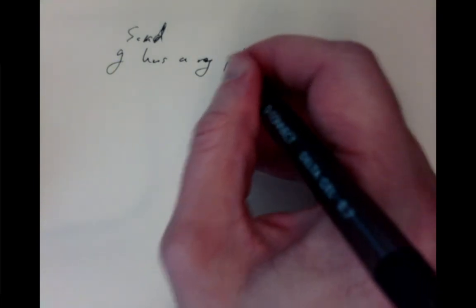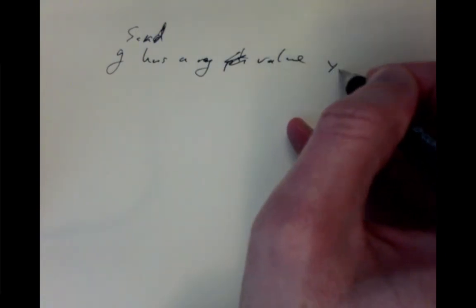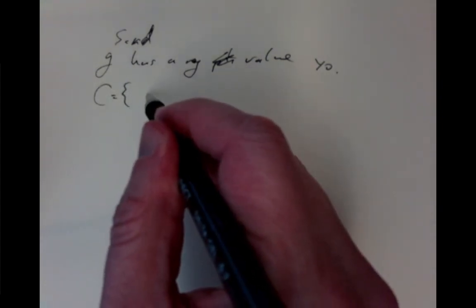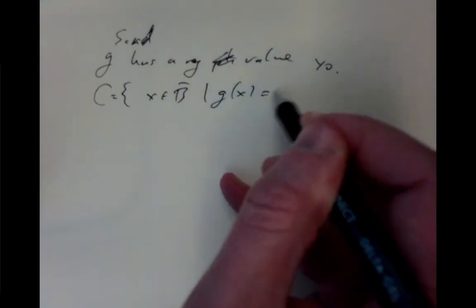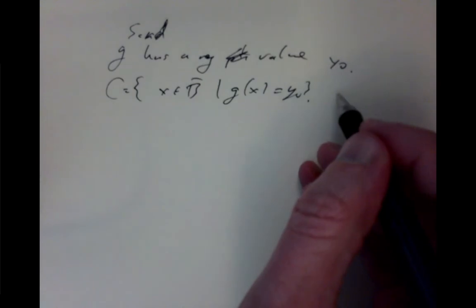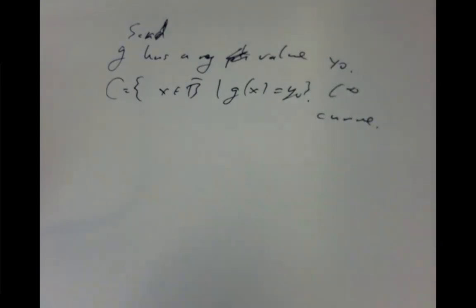Regular value. Let's say Y naught. So that means the set, let's call it C, is the set of points x in the ball such that g of x is Y naught. That's the preimage, right, of Y naught, and that's got to be a smooth curve. But it could have boundary. It doesn't have to be a smooth curve without boundary anymore.